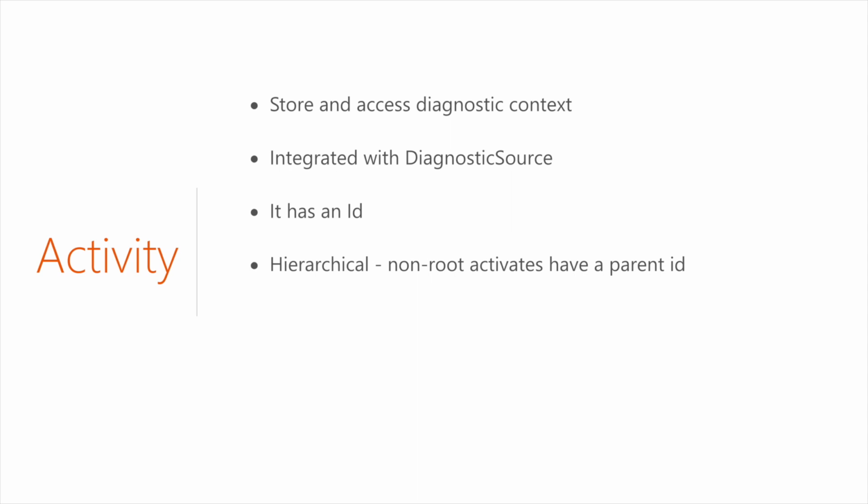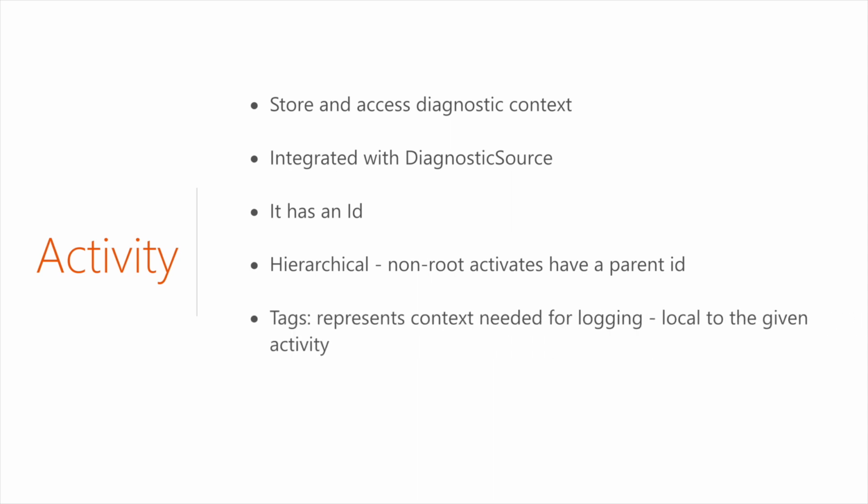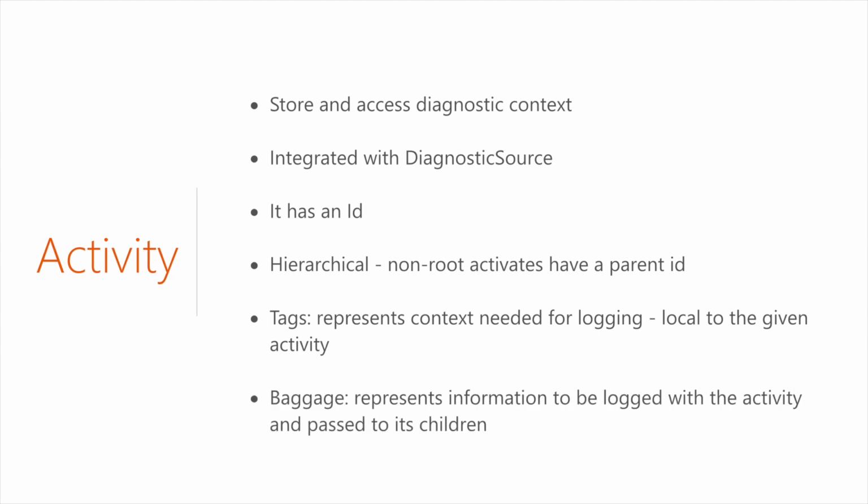Additionally, there are two useful properties on the Activity class. It has a tags property, which is basically a set of key value pairs which represent context needed for logging. Tags are stored on a given activity and they won't be propagated. The baggage property is also a set of key value pairs, but those are passed to child activities. This means that the information added to the baggage property can leave the process, so be careful about this one.